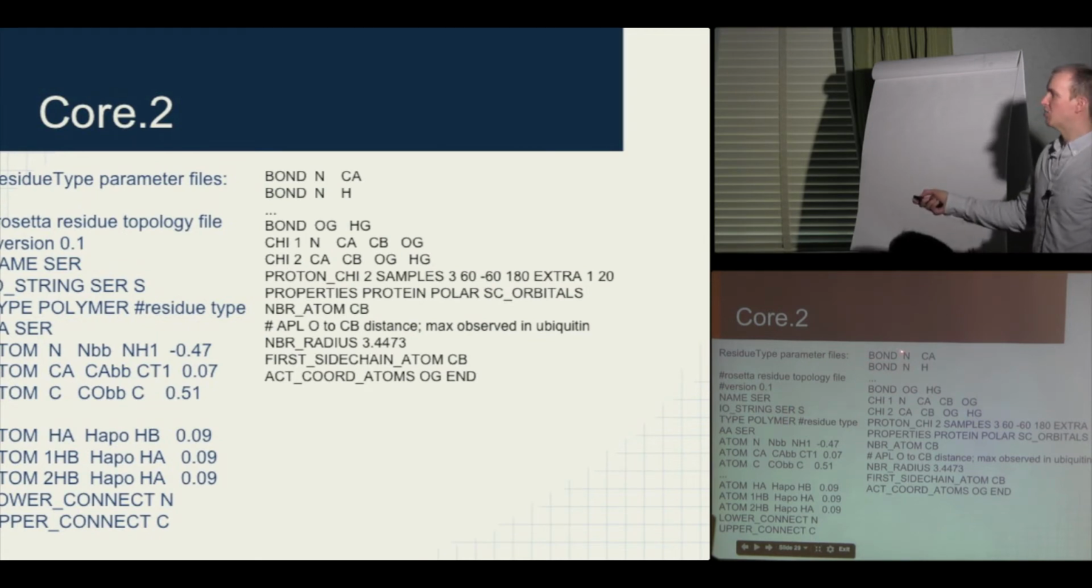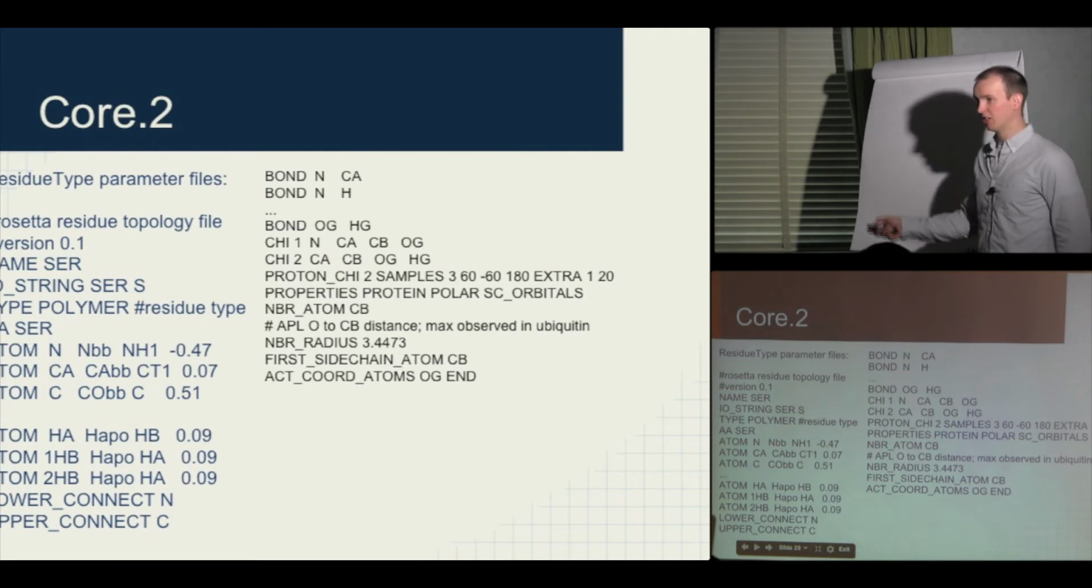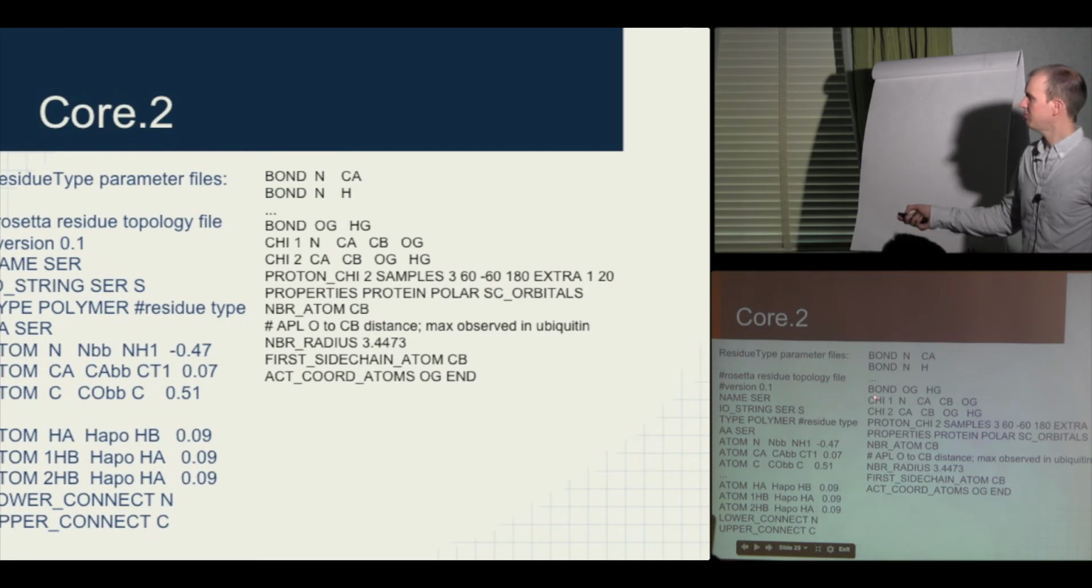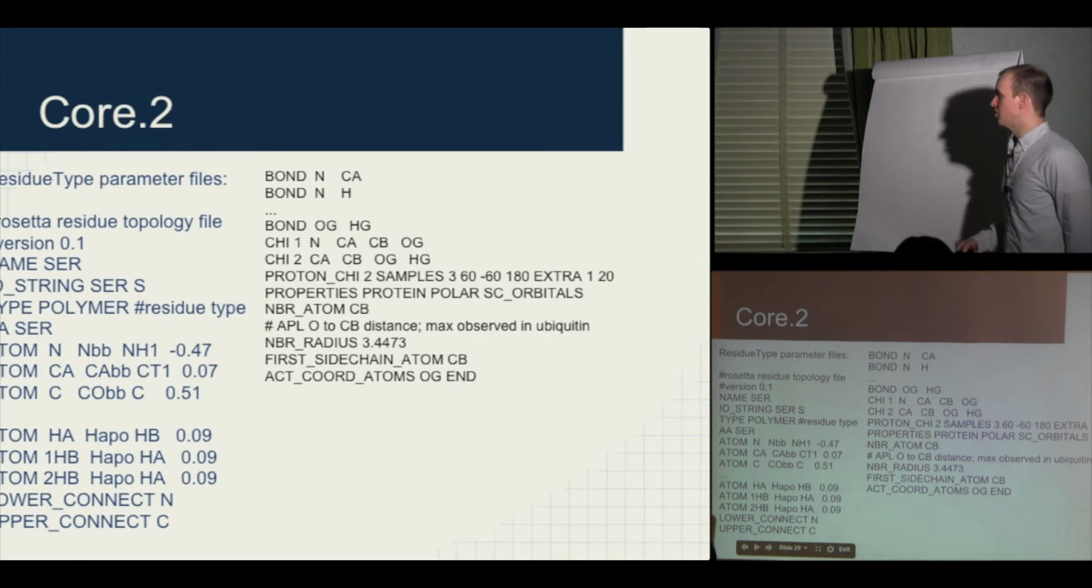So you say N is bonded to C alpha, and N is bonded to H. And there's a long list of these, longer depending on the topology of your residue type. You can list then the chi angles that describe the side chain. So these are the 4 atoms that define chi1: N, C alpha, C beta, and O gamma. And these are the 4 atoms that define chi2: C alpha, C beta, O gamma, and H gamma.